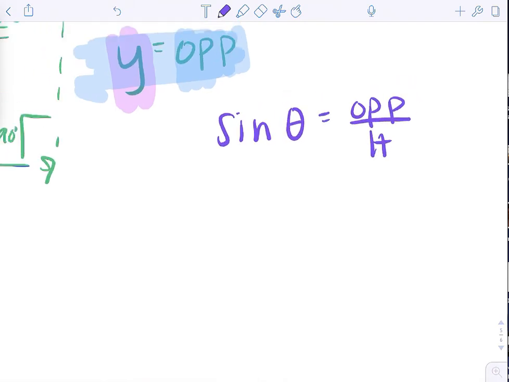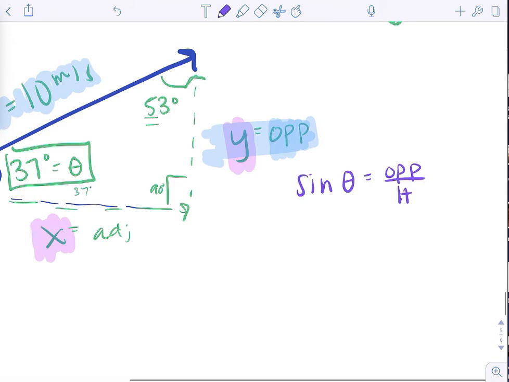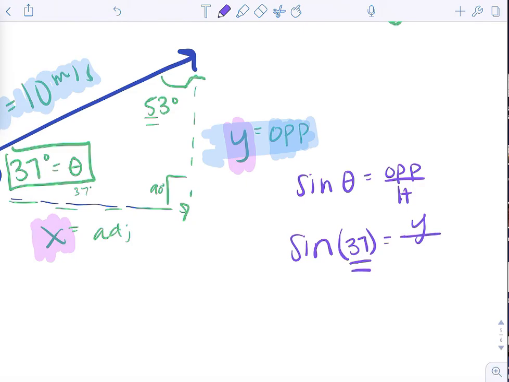So I'm going to plug stuff in. I picked out my equation. Sine equals opposite over hypotenuse. The angle is 37, the angle we are using. And notice how I write this. This is how I would type it into a calculator. Sine of 37, and again, nothing goes in there except a decimal, equals my opposite side we've labeled y over my hypotenuse, 10.